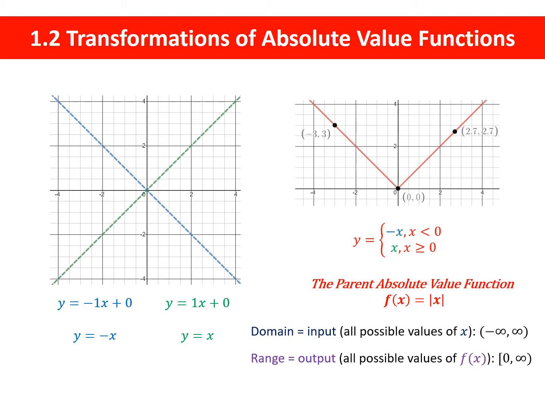Conversely, for the range, it's all of the possible values that come out of the function. So it's the output. The lowest possible number that could emerge is 0 because the absolute value of 0 is 0. And so we range from 0 to infinity, but if you notice in interval notation we put a hard bracket on the left because 0 is a possible value.